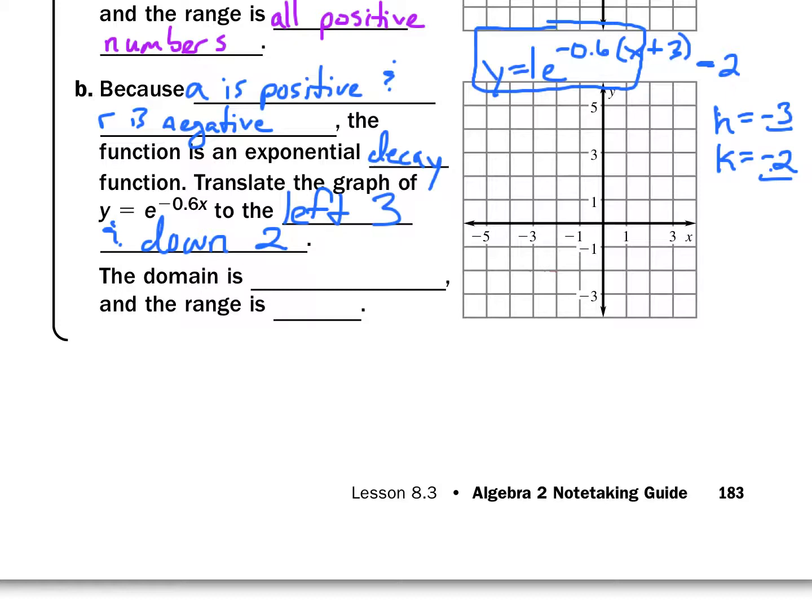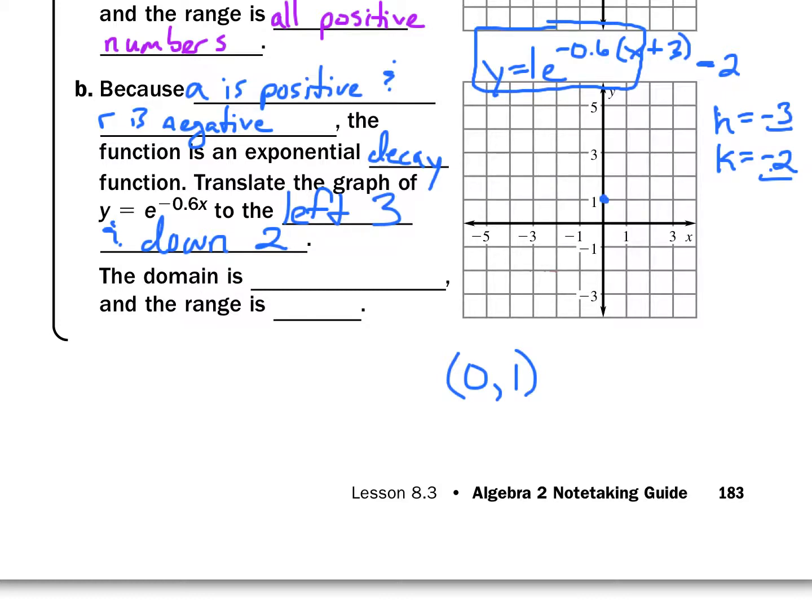Okay, so let's do the y equals 1e to the negative 0.6x first. So that would give me the base function. The original function would be 0, comma, and then if I plug in 0 for x, negative 0.6 times 0 is 0. E to the 0 power is 1. 1 times 1 is 1. So that would be 0, comma 1. So this is my original function.